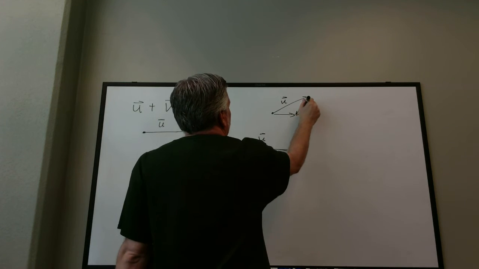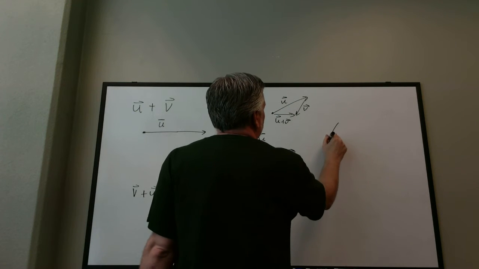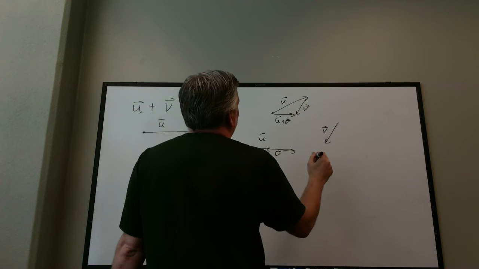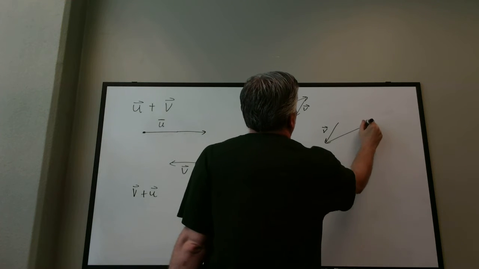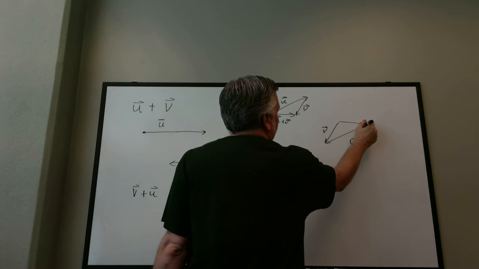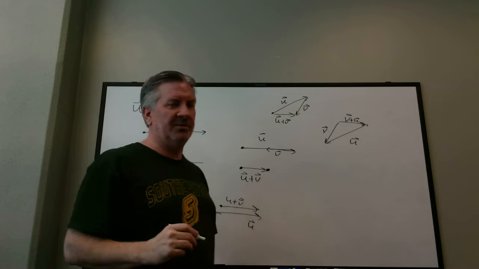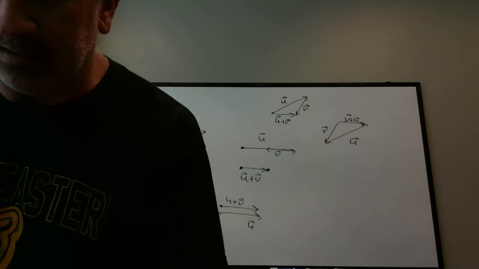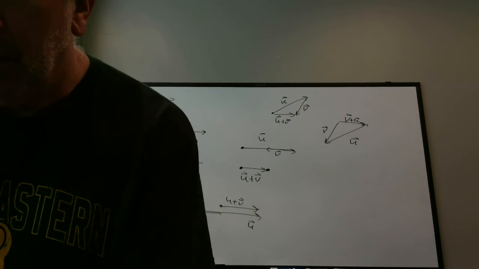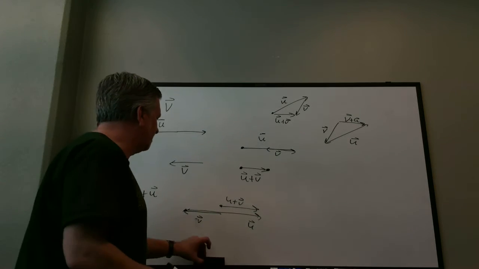That was u, and that was v, and that was u plus v. What if we did v first? So here's v, and then do u, which is up this way. And then where's u plus v? We started here and stopped there, so there's v plus u. And notice it's the same. That vector and that vector are the same. So it doesn't matter which order you do these in. Okay, well, let's talk about some other operations.